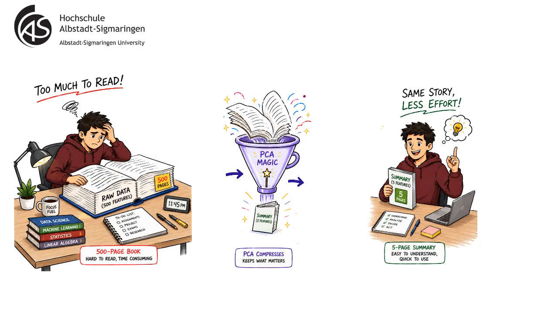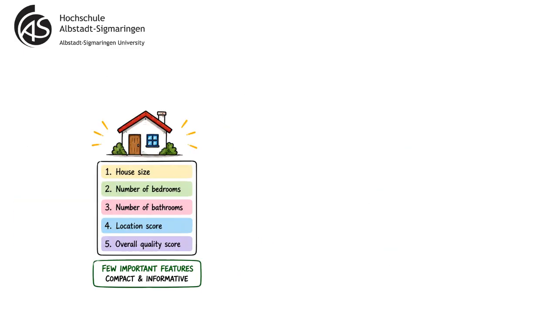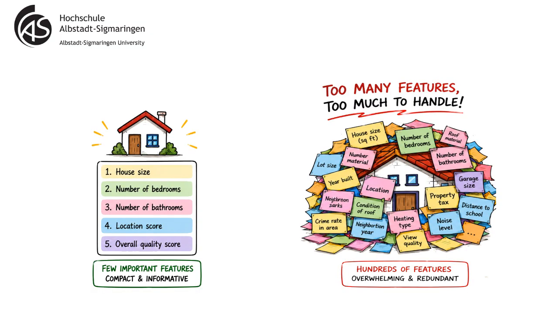Let's understand why PCA is needed. Suppose we're analyzing house prices. At first, we only have a few features: house size, number of bedrooms, and number of bathrooms. Simple enough. But real-world datasets often contain dozens or even hundreds of features. Distance to schools, distance to supermarkets, parking space, garden size, age of the house, nearby transportation, crime rates, population density, and many more. As the number of features increases, understanding the data becomes much harder.